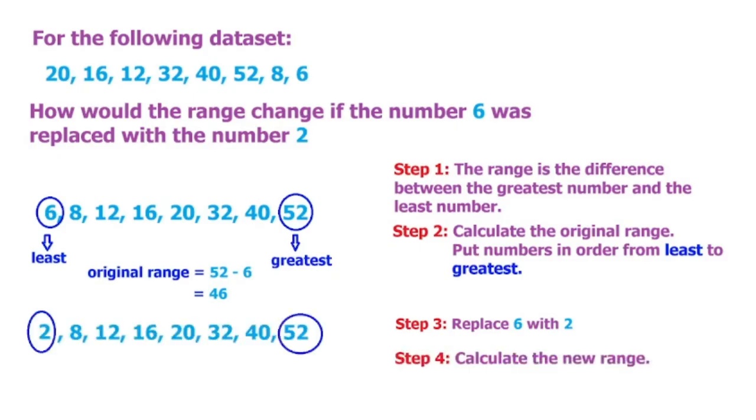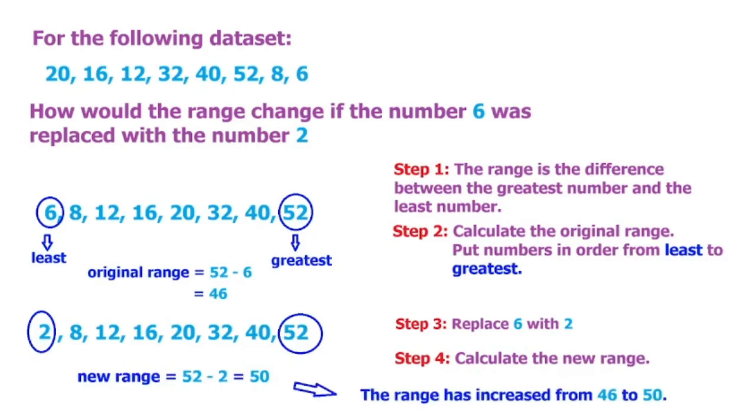Now the least number is 2 and the greatest is still 52, and we can calculate the new range. The new range is 52 minus 2, which equals 50. So that means the range has increased from 46 to 50 when we change 6 to 2. Okay? And that's all there is to that.